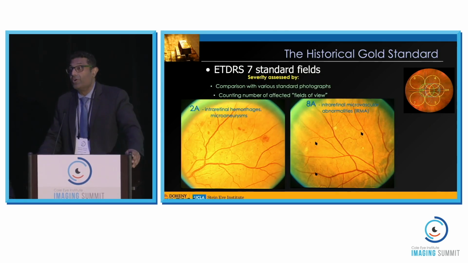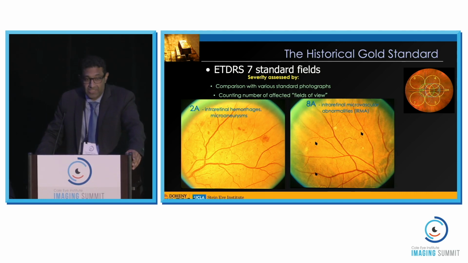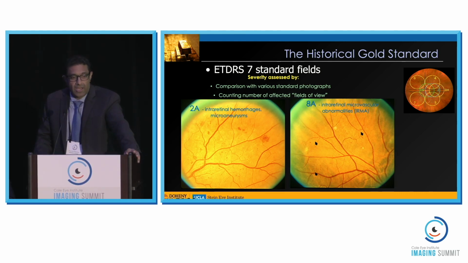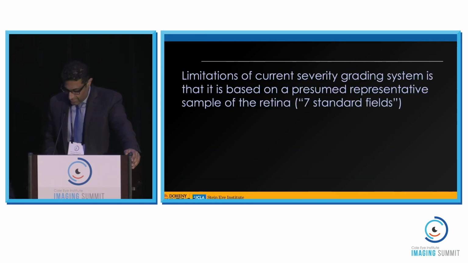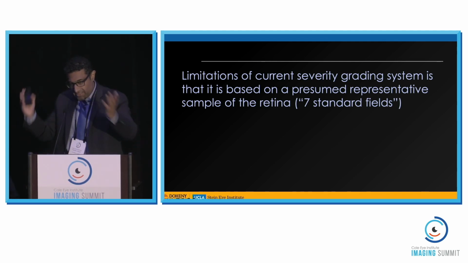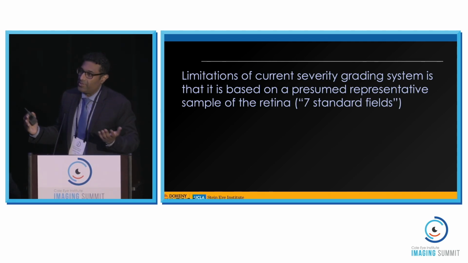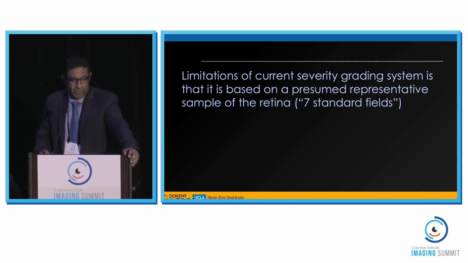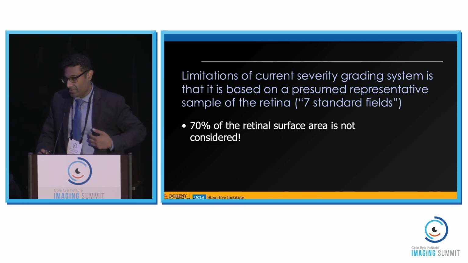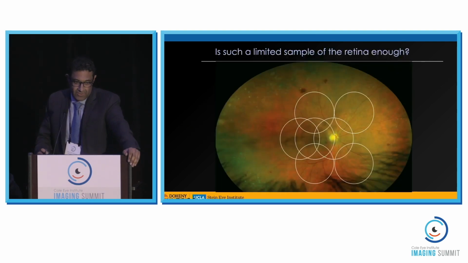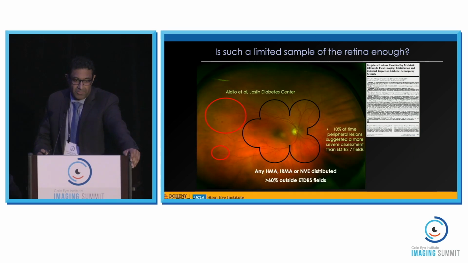And we, of course, all know the historical gold standard, which is the ETDRS 7 standard fields, where we assess our particular patient, comparing them against various standard photographs, and we count the number of fields affected by a certain severity of different diabetic lesions. Some of the limitations of this current system: the concept was that the 7 standard fields are a pretty representative sample of the retina. But the problem is that you're leaving about 70% of the retinal surface area that isn't being considered. So the question really is, are we sure that such a limited sample of the retina is enough?